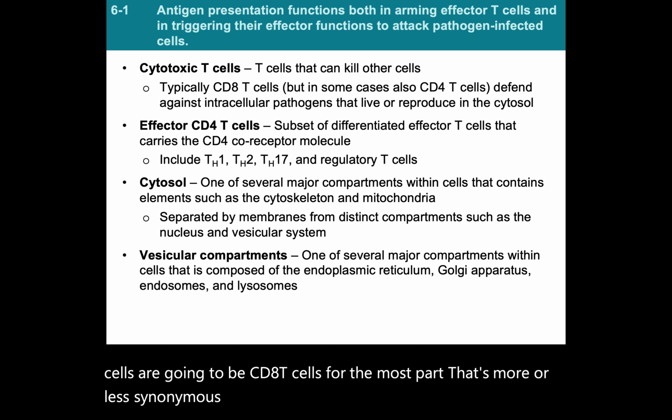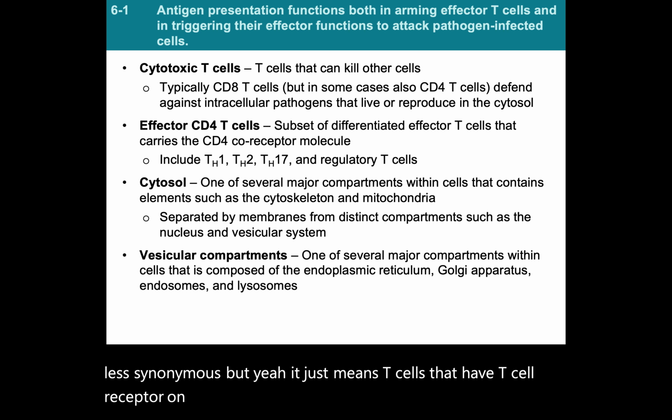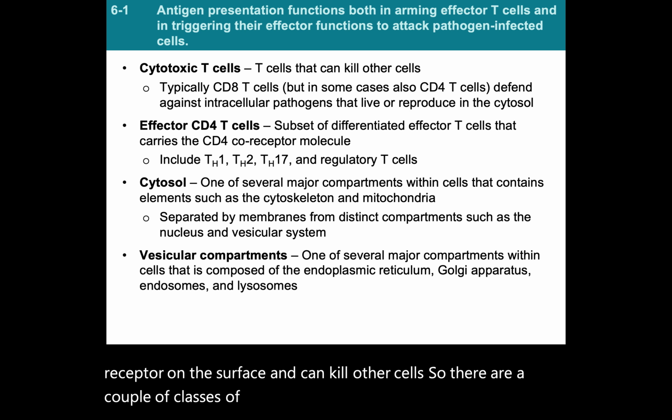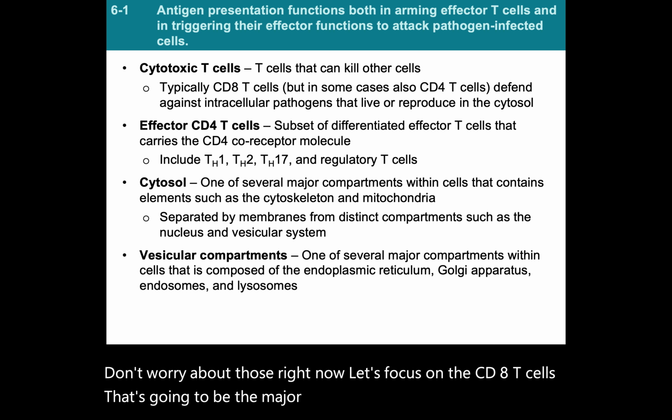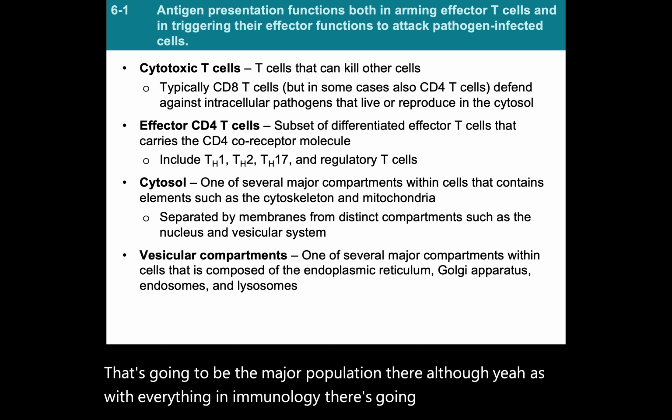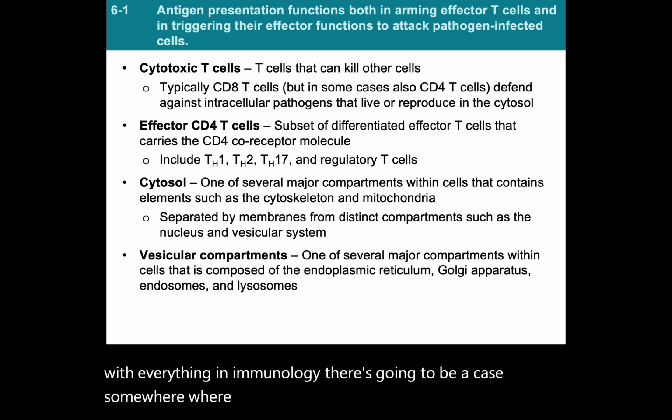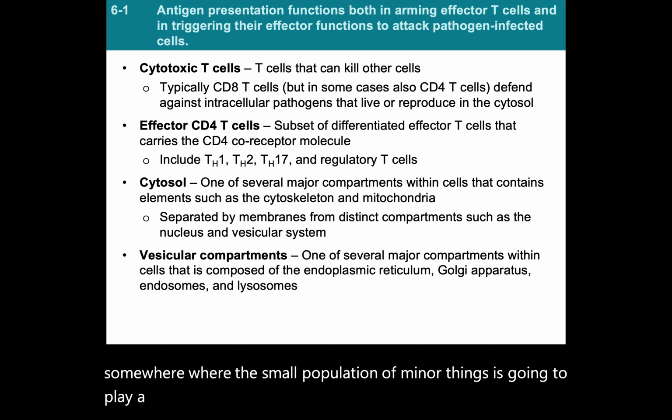It just means T cells that have T cell receptor on the surface and can kill other cells. So there are a couple classes of CD4 T cells that can do this. Don't worry about those right now. Let's focus on the CD8 T cells. That's going to be the major population there. Although, as with everything in immunology, there's going to be a case somewhere where the small population of minor things is going to play a big role. And that's just how immunology is.